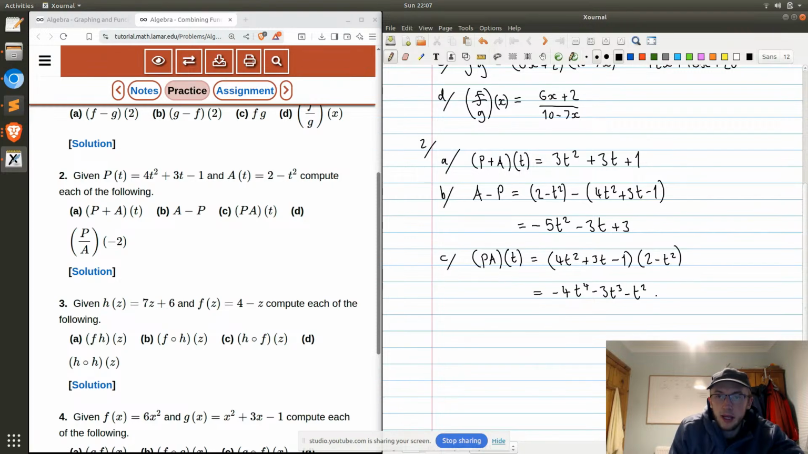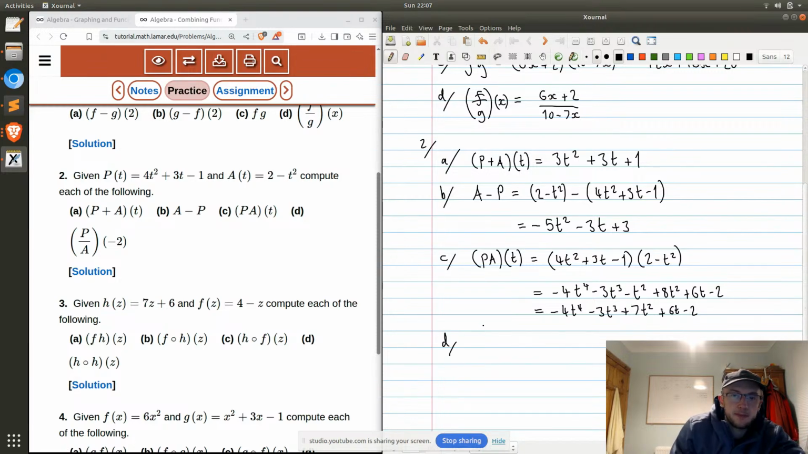And then multiply everything by 2 next. And then collect like terms. So we get -4t to the 4 minus 3t cubed plus 7t squared plus 6t minus 2. Just like that.